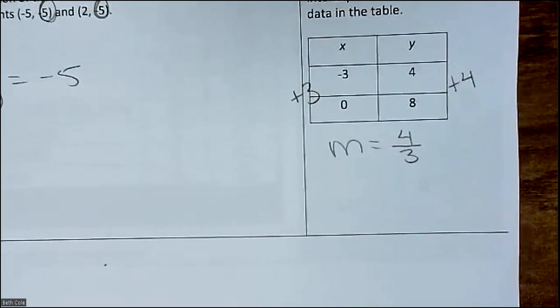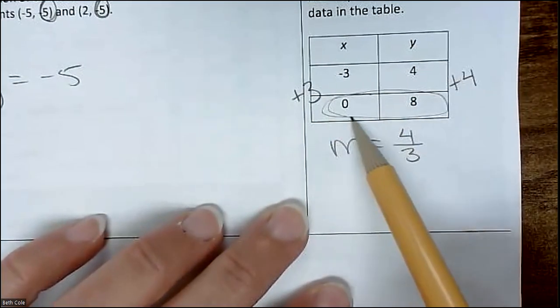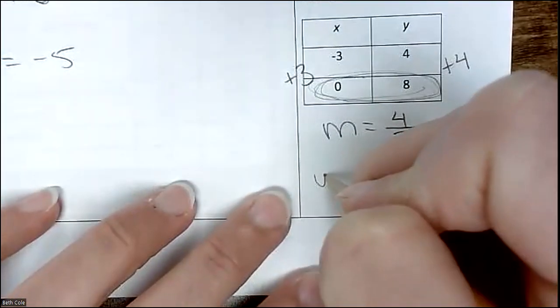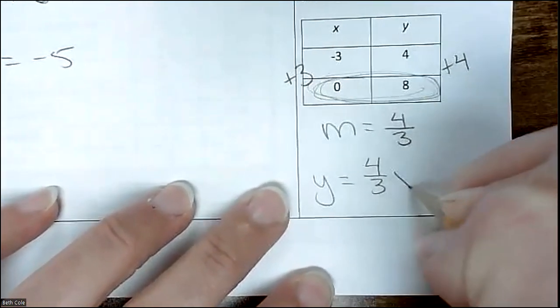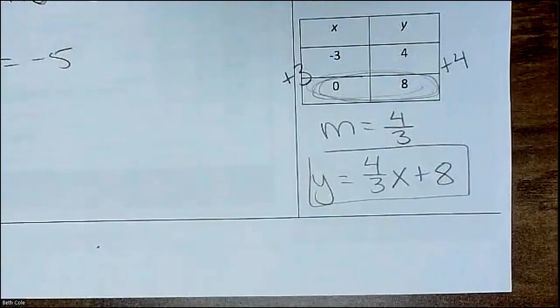All right, now you can just go ahead and write the answer because you have what point here? It's the y-intercept. So your answer will be y equals 4/3 x plus 8. If you have the y-intercept, you don't have to do more work.